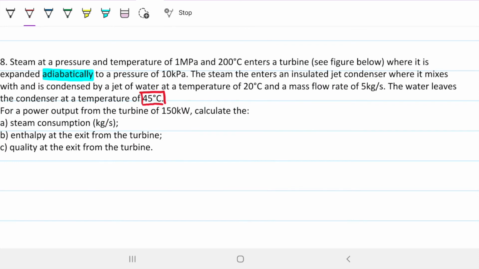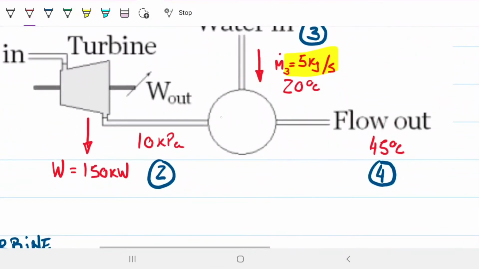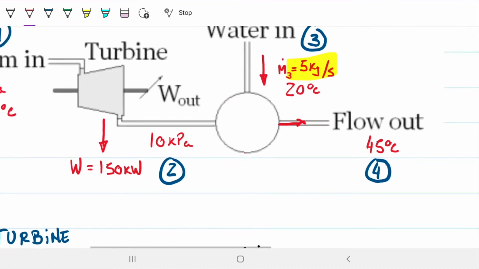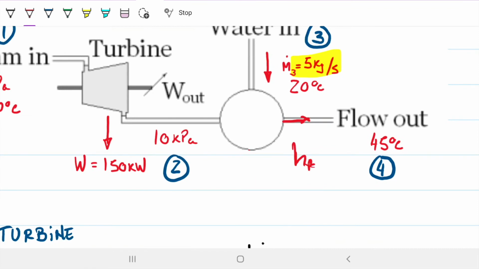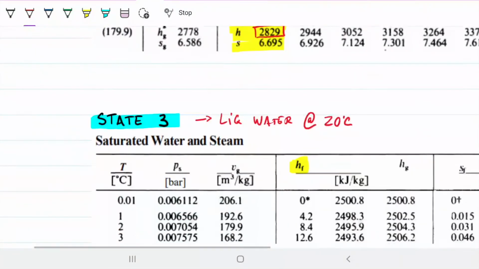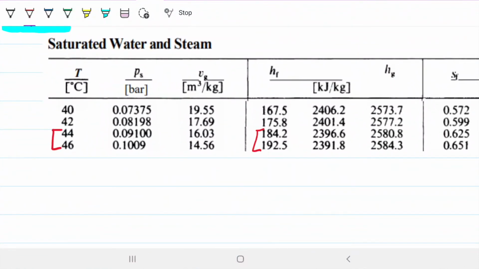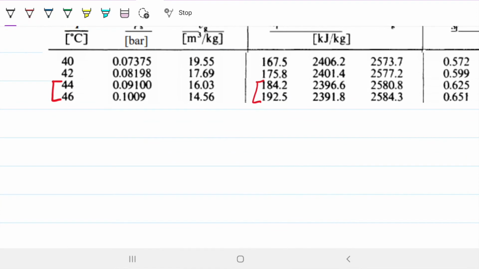Okay, so we have a condenser, right? That's the idea of a jet condenser. We have a condenser that's taking in liquid water and something that we don't know, but we can assume it's a mixture. We're going to be sure in a second, but we can assume it's a mixture. And it's condensing it, so it's outputting liquid at 45. So what we have to do here is the same thing. We have to look at 45 Celsius and grab the HF, which is the one for the liquid. So state 4 is going to be somewhere between 184 and 192. And all we need to do here is interpolate.